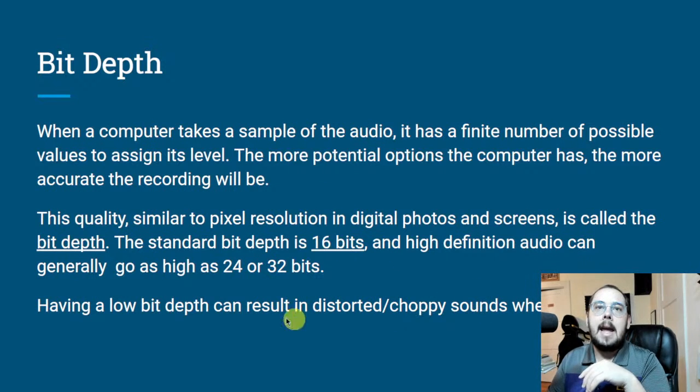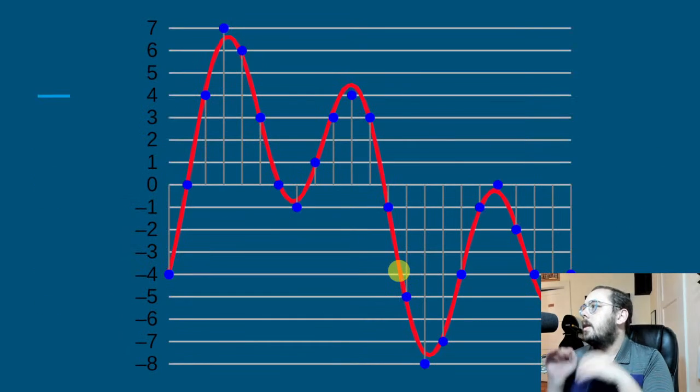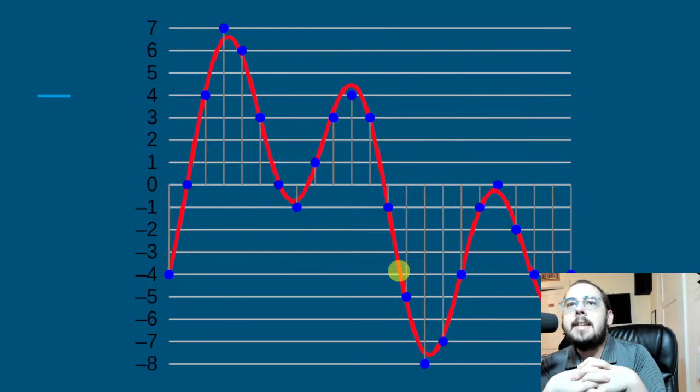So having a higher bit depth means that the audio can have higher definition. The standard is 16 bits, but again, high def can go as high as 24 or 32 bits. Having low bit depth, again, can make your audio sound distorted or choppy. So you want to have decent bit depth. So this diagram here is an example of that process.